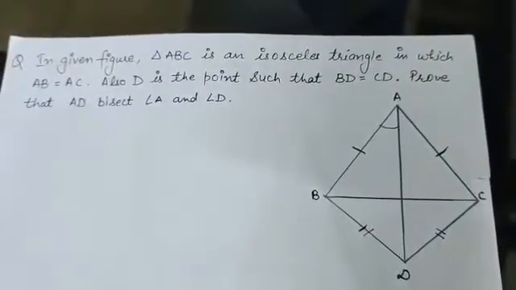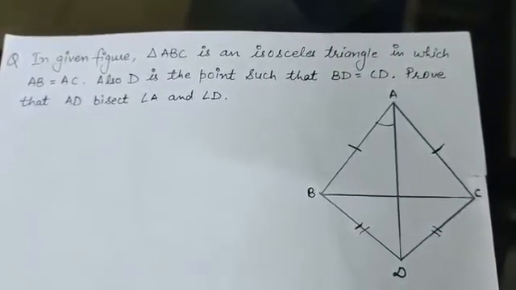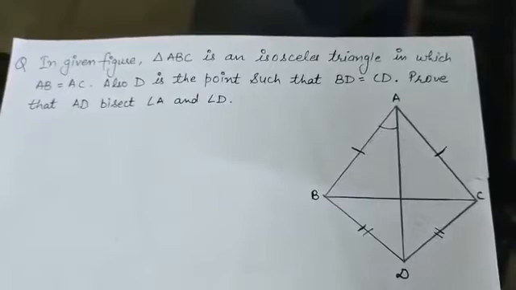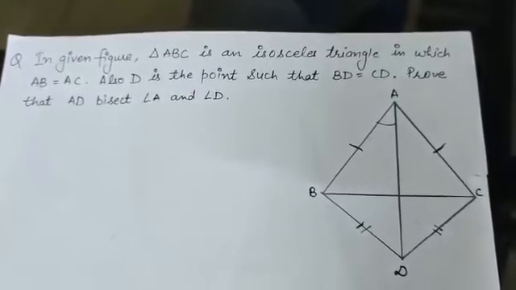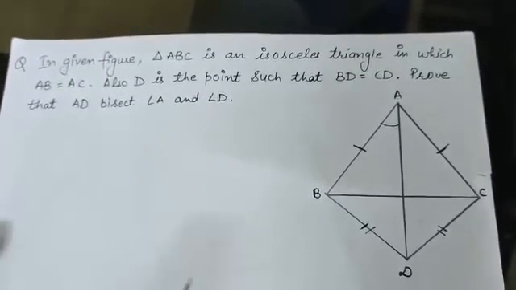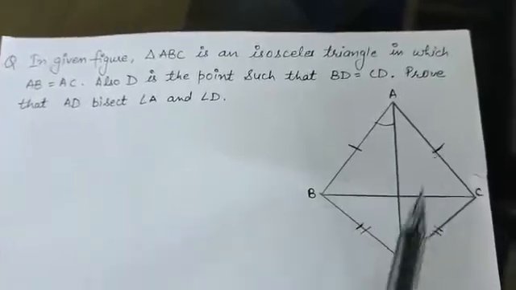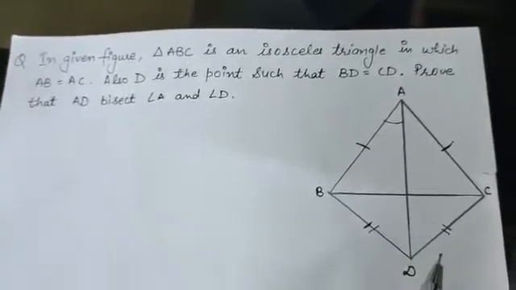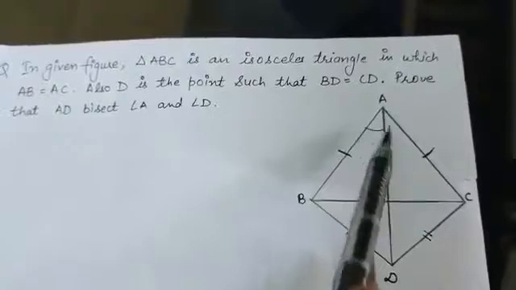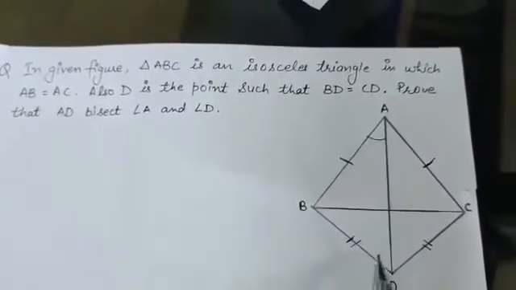Now the next question: in the given figure, triangle ABC is an isosceles triangle in which AB is equal to AC, and D is a point such that BD is equal to CD. These two sides are equal and these two sides are equal, that is given to us. We have to prove that AD bisects angle A and angle D.